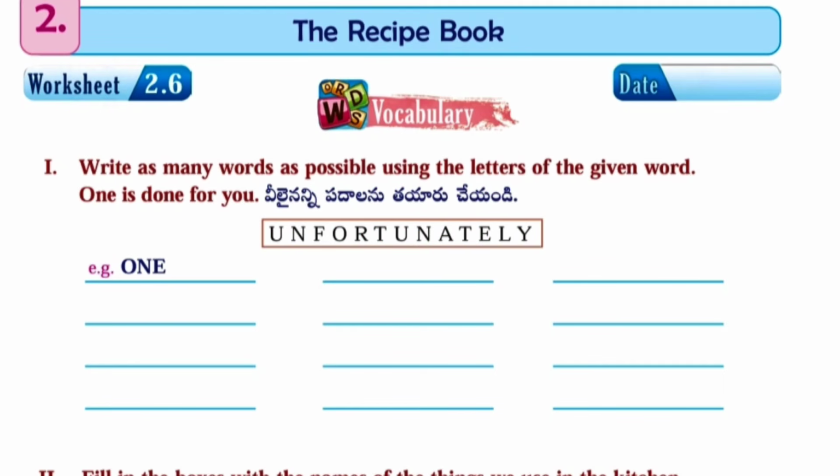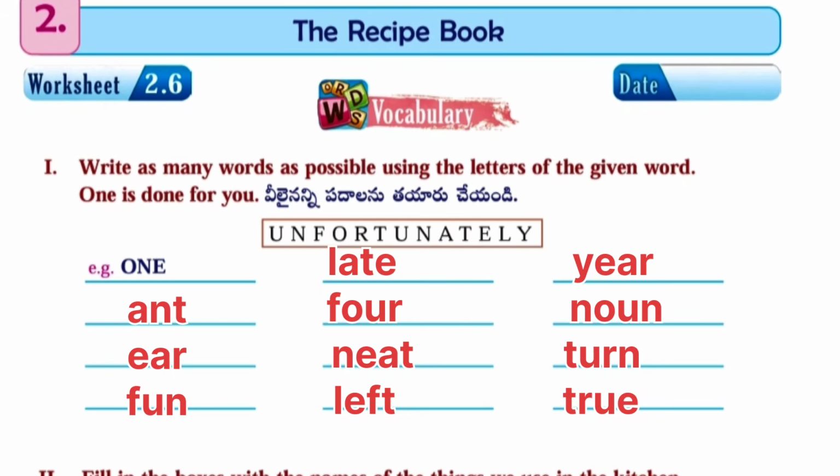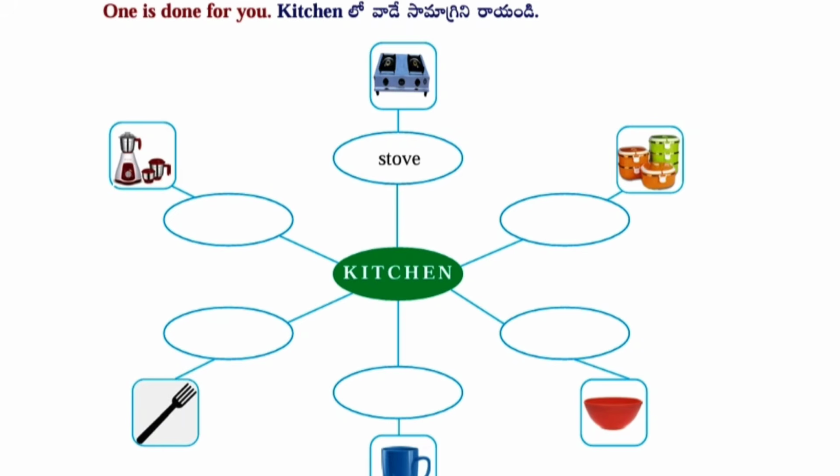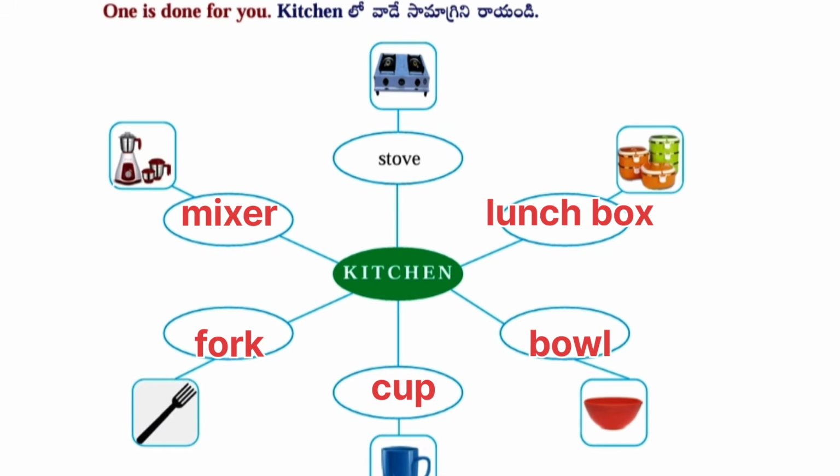Next. Worksheet number 2.6. Write as many words as possible using the letters of the given word. One is done for you. Here the word unfortunately is given. Now we have to make some words by using these letters in this word. Example 1. Ant. Here fun, late, for, neat. Here noun, for, fun, etc.